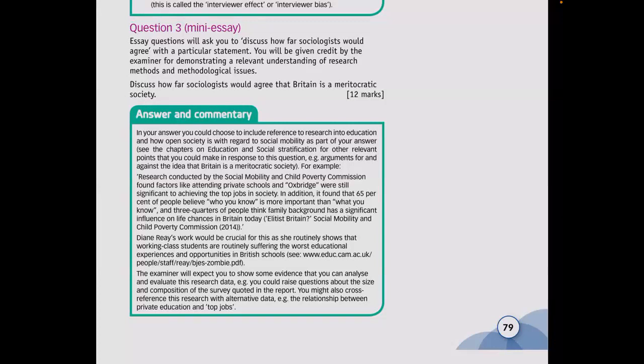So it can be PEEL or it's going to be PEE, which is P. So P as in point, which is where you just identify a pointer that you're giving, that could be for or against, that could be a strength or a weakness. Explanation is explaining that pointer. Why are you giving that particular pointer? How is it a strength or how is it a weakness? And then the last thing is evidence, which is basically quoting a sociologist.